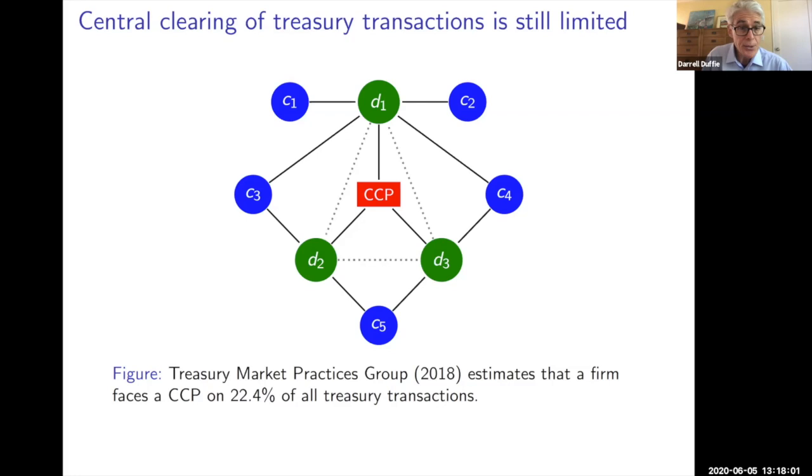The unfortunate thing is that in the current structure of the market, you are facing the CCP for settlement on only 22% of trades done in the Treasury market. And the other 77% or 78%, you're facing a bilateral counterparty, which entails settlement risk and also means that you don't get to net down your gross purchases and sales. And so it's very inefficient to run the market this way.